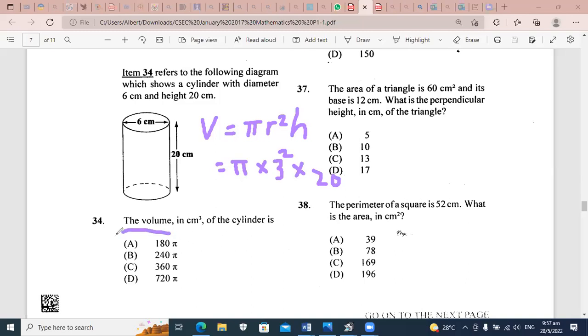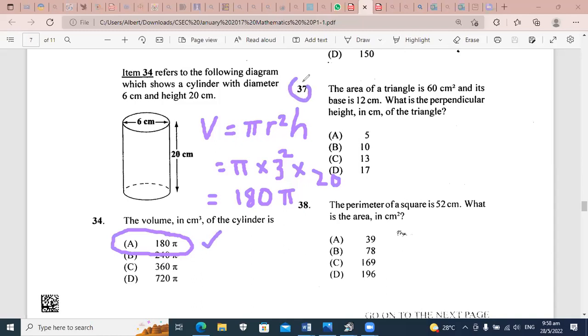A. Correct. So 3 squares is what? 9. And what's 9 times 20? 180. And what they do, they just put the pi at the end, because whenever you are writing anything in algebra, you always put the number first, then the letter last. All right, so that's the answer.